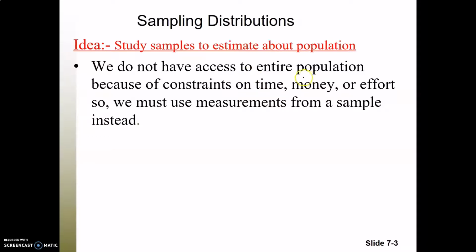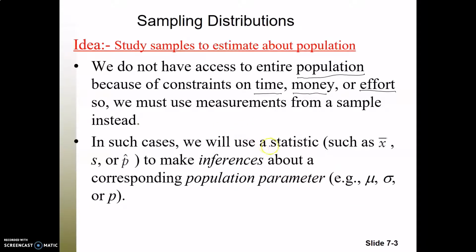Most of the time, 99.9% of the time, our population is huge. It's large. We cannot access the entire population. Why? Because we don't have the time to do that. We don't have the resources to do that. We don't have the manpower to do that. So we restrict ourselves to calculation and measurement from the sample instead.